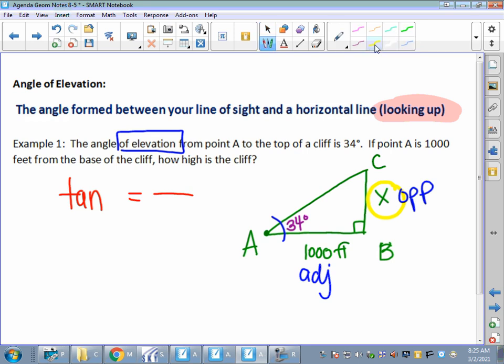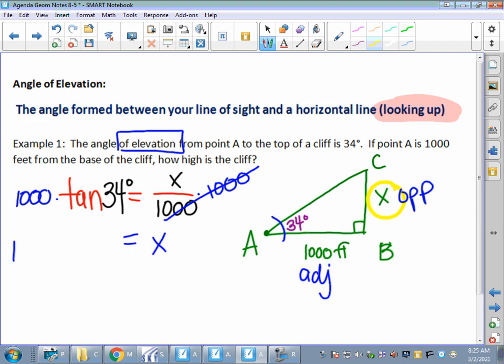So tangent of the angle, what's the angle? 34 degrees. Opposite over adjacent, opposite is X and adjacent is 1,000. I'm not looking for an angle, so I don't need to use inverses. So remember, paper and pencil math first, please. If I'm going to solve for this x, I need to multiply by 1,000 on both sides. That crosses these guys out and leaves me with an x. And it means that I go to my calculator and I do 1,000 times the tangent of 34.